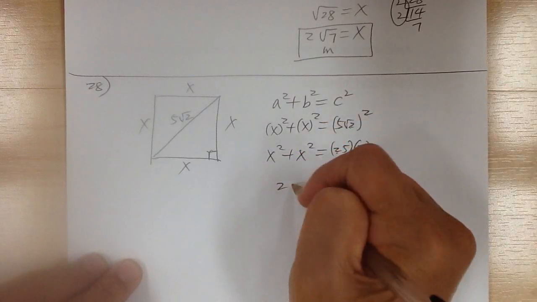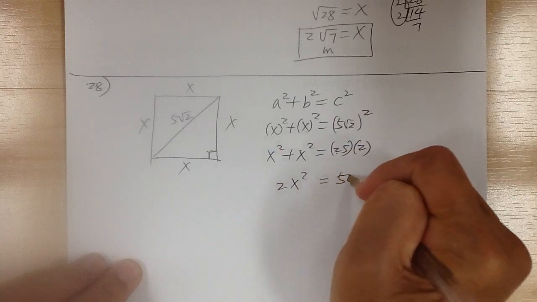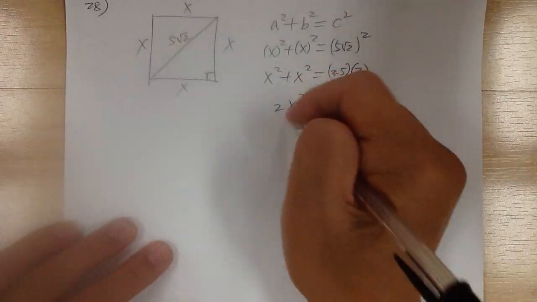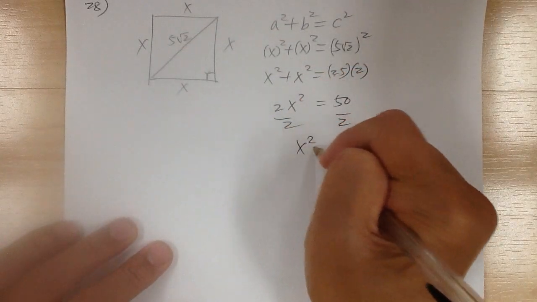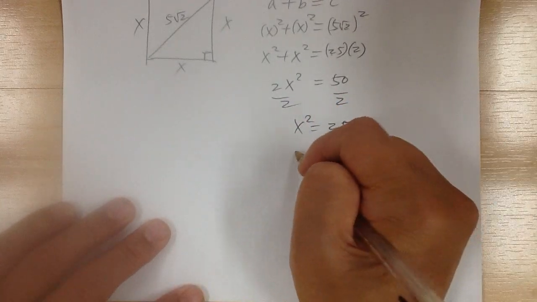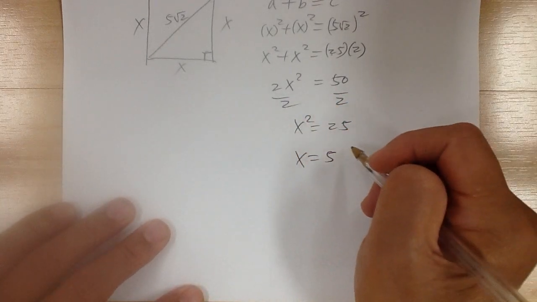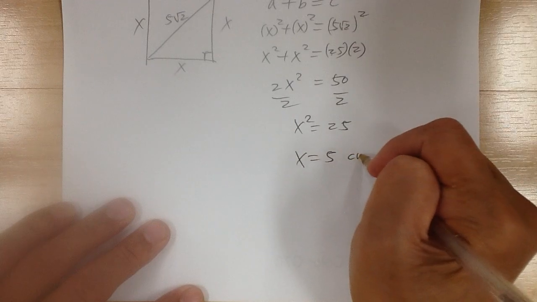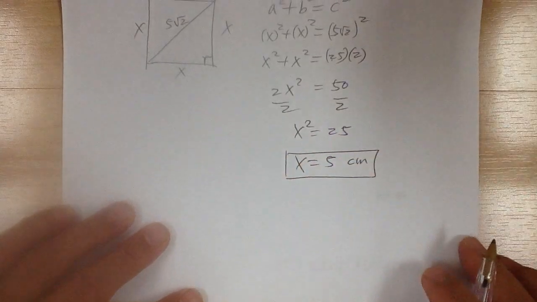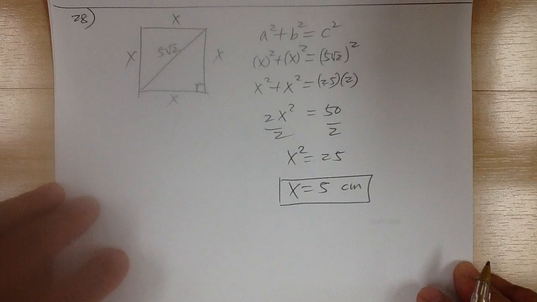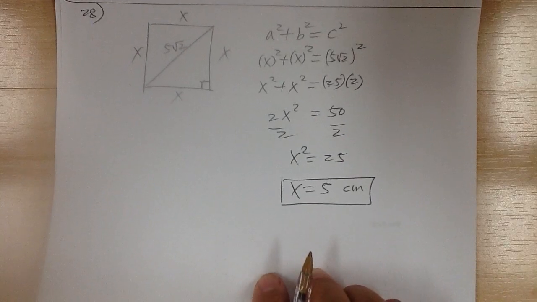So simplify, so you got 2x squared equal to 50. Divide by 2, so you got x squared equal to 25. Take the square root, so x equal to 5. And our label would be centimeters. Okay. Okay, let's go to the next one.